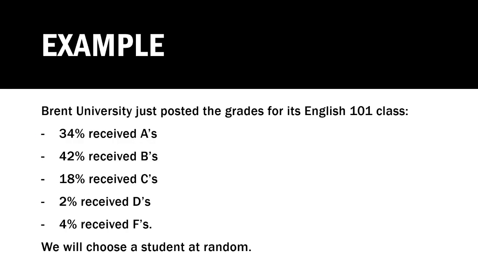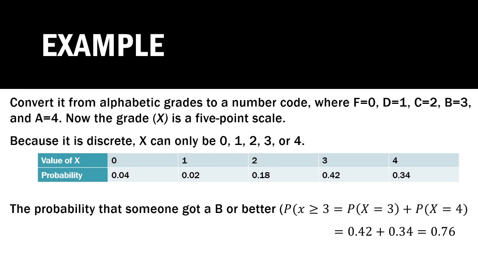So an example here. Brent University just posted the grades for its English 101 class. 34% of people in the group received A's, 42% of the people in the group received B's, 18% received C's, 2% received D's, and 4% received F's. So let's choose a student at random. The way we can set up our probability distribution, let's convert it from grades to a number code, where F equals 0, D equals 1, C equals 2, etc. Now our grade is a 5-point scale.